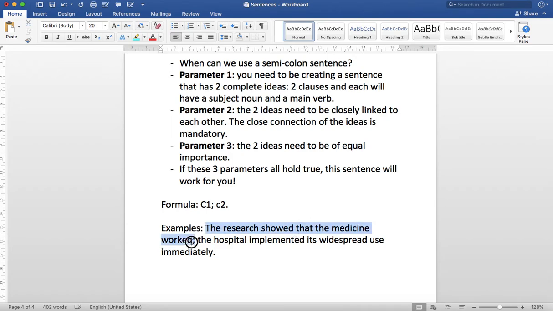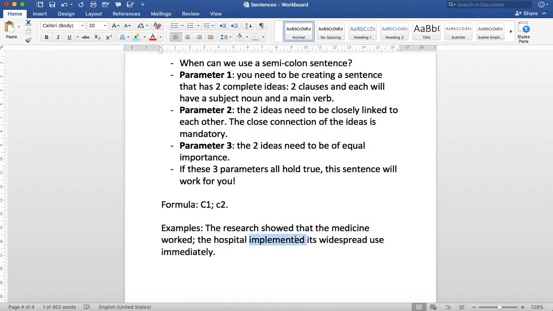So that's idea 1. Now let's see, we've got our subject noun here. We've got our main verb right there. So we've got our subject and verb. And the topic here is talking about medicine and its effectiveness. Now we've got idea number 2, right? So we've got hospital, that's the main noun, the subject noun here. And then we've got implemented, that's our core verb. Both of them are in the past tense.